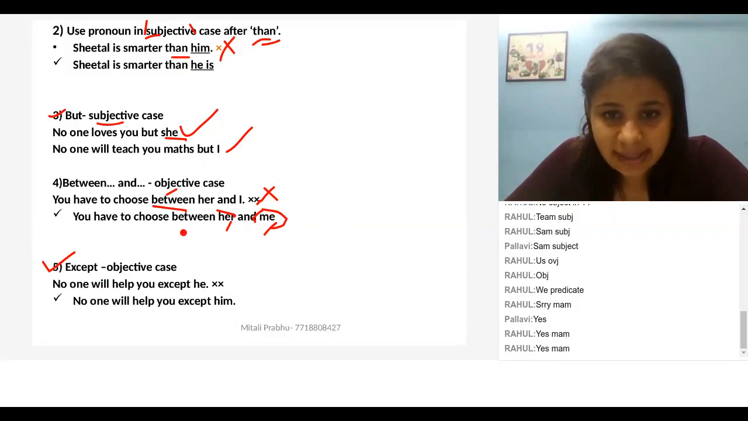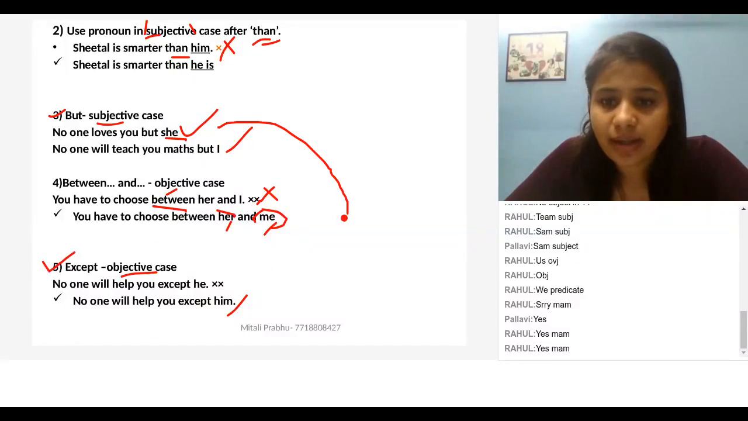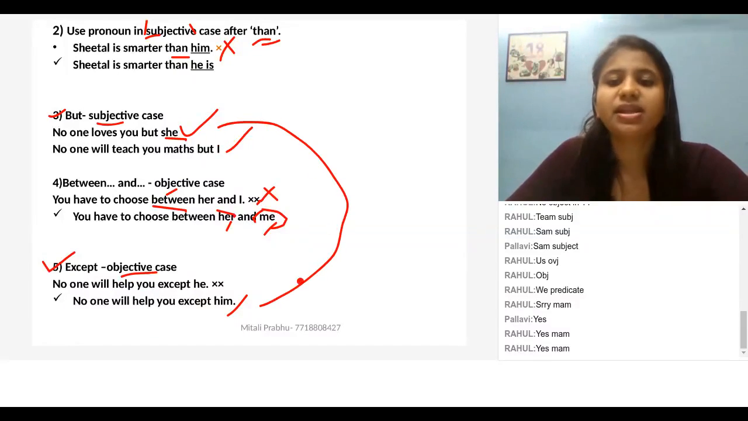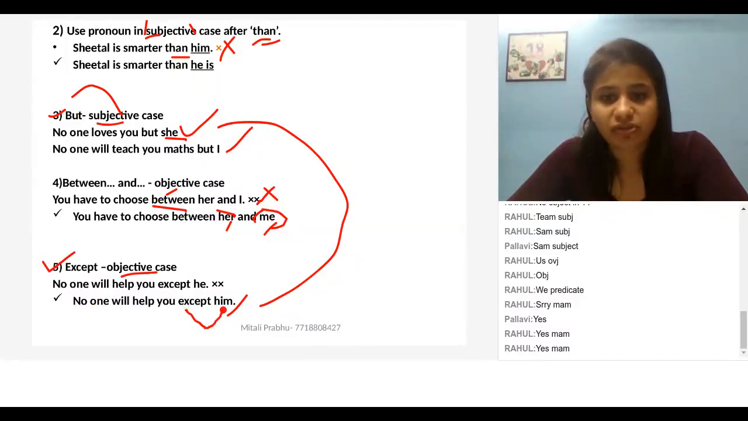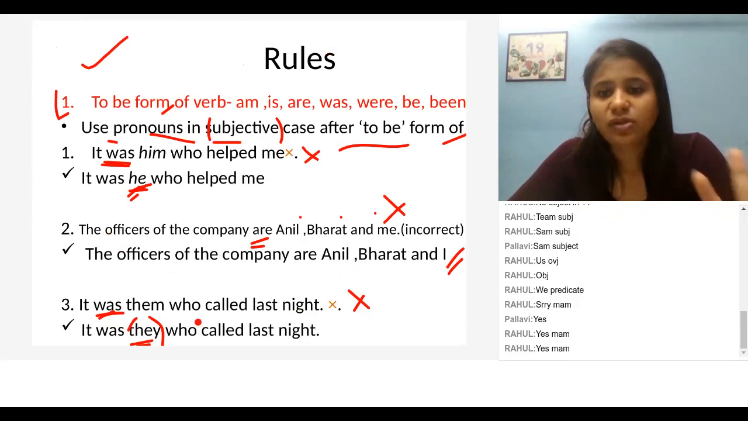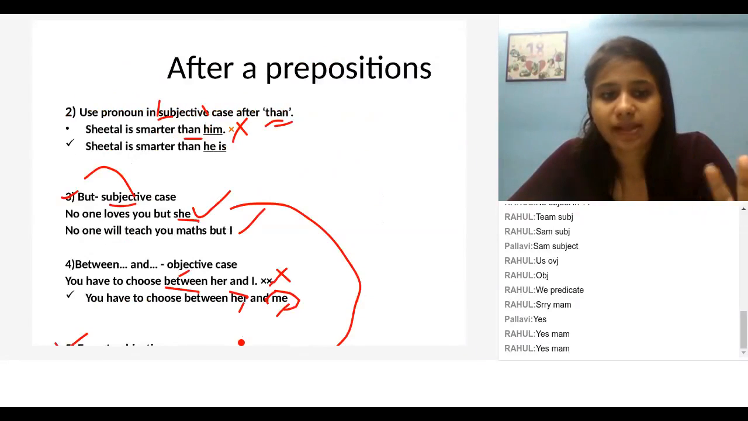Again, after "except", we have an objective case. "No one will help you except him", and not "he". Now remember, "but" and "except" both have similar meanings. But whenever we say "but", there is a subjective case of pronoun. When we say "except", there is an objective case of pronoun. These five rules are very important from the point of view of examination. Okay, is this clear? If this is clear, then we'll move on.